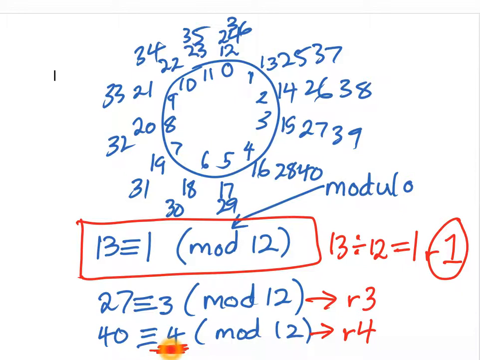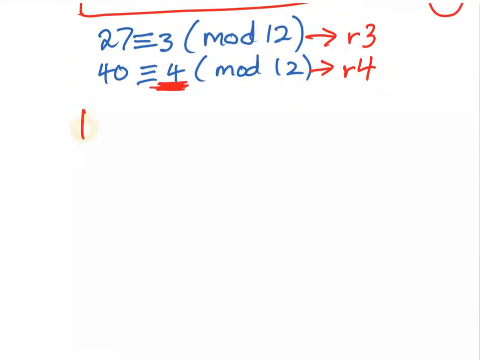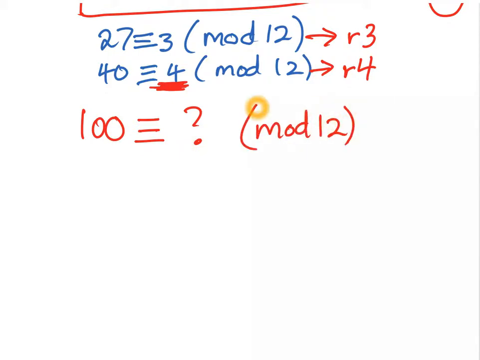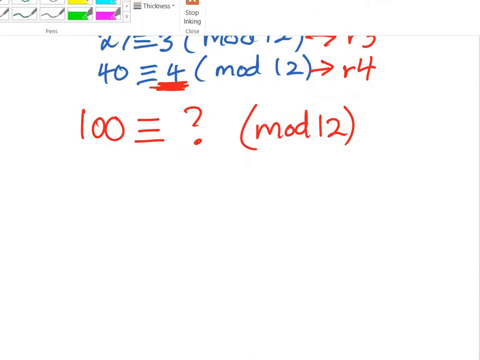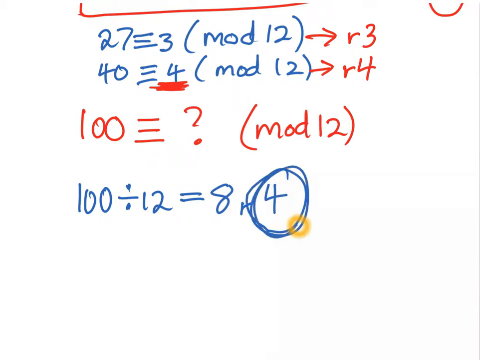So in answer to my question about 100, what about 100? 100 is congruent to what mod 12? You don't need to count round the clock. You simply need to work out the remainder. So I'm going to work that out now. What is 100 divided by 12? Well, 8 12s are 96, so it's 8, remainder 4. Therefore, since the remainder is 4, 100 is the same as 4 mod 12.